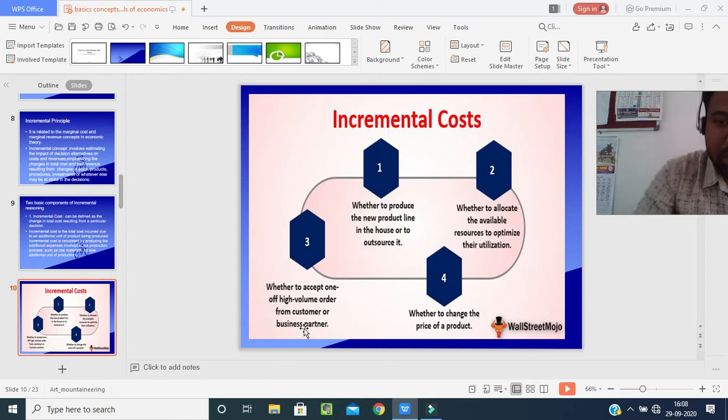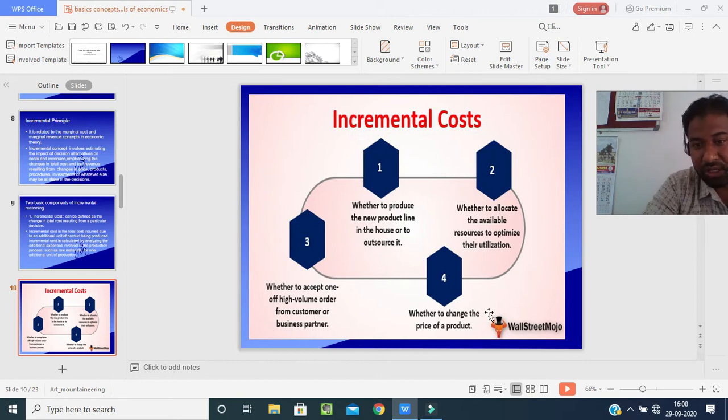Now here is the concept of how the incremental cost will be there: whether to produce the new product line in-house or to outsource it. If you are producing within our unit, how much does it cost? If you are giving it in bulk on a contract basis or for catering purposes, how much does it cost? Which one is suitable, can we save time, money and effort or not, or is it costing more than what we are producing?